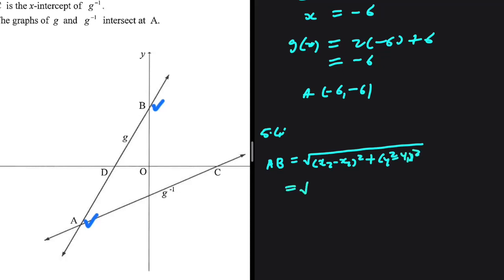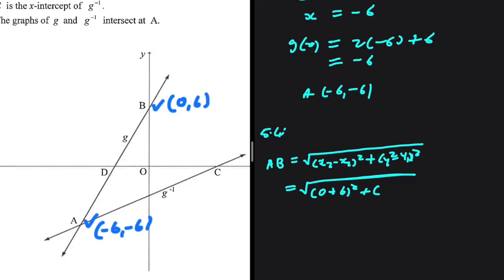This will be equals to. So the coordinates of B, we have 0 and 6. The coordinates of A, we have minus 6 and minus 6. If we take B as our second point, we're going to have 0 minus 6. So that is just 0 plus 6 squared plus y2.